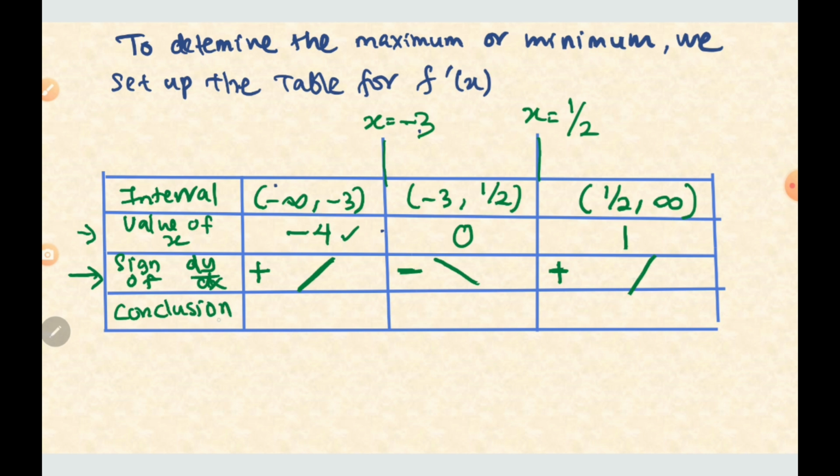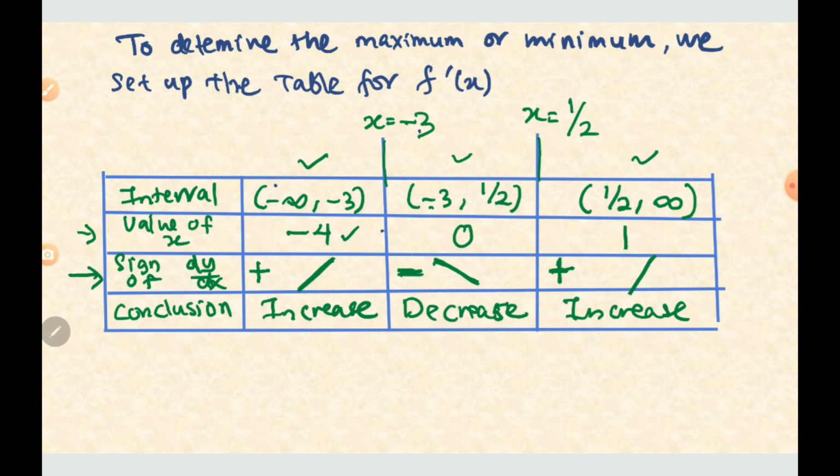So what is the conclusion? The conclusion is the function f(x) is increasing on the interval from negative infinity to negative 3. For the second interval, from negative 3 to 1 over 2, the function is going down, or decreasing. And from 1 over 2 to infinity, the function is increasing again.